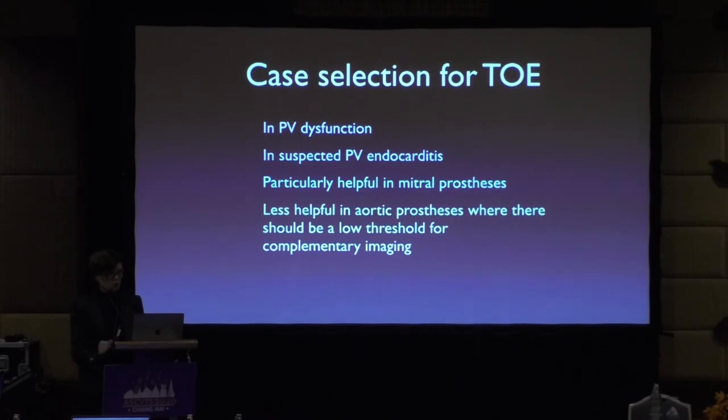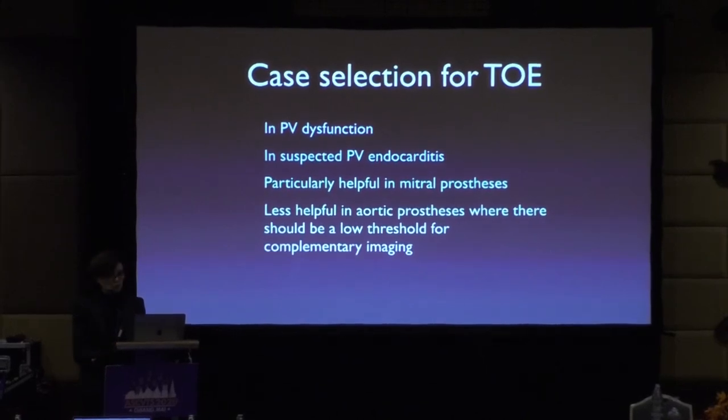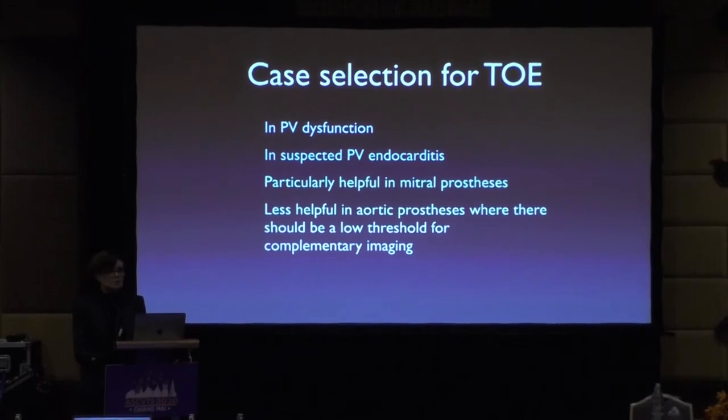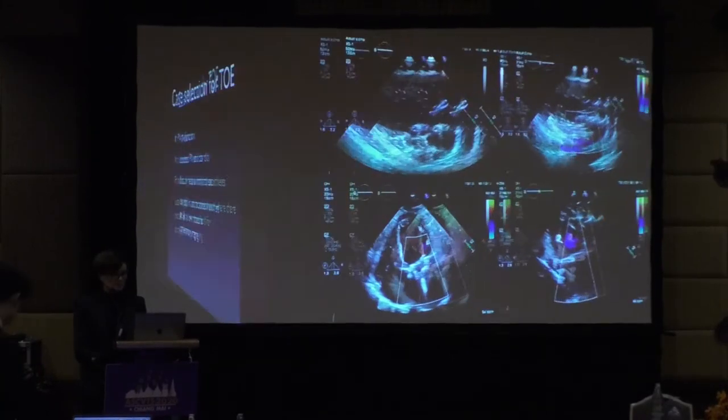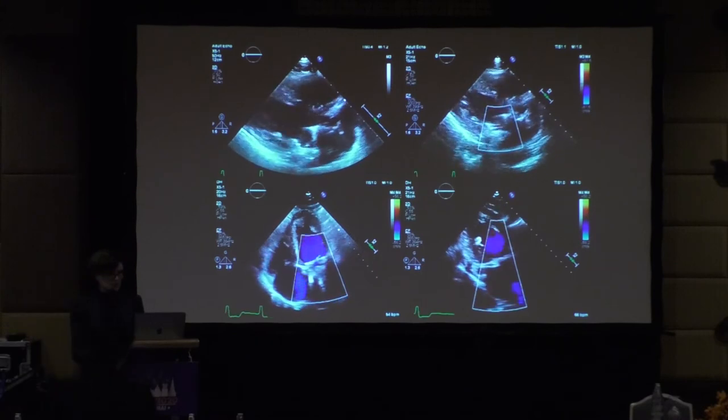And finally, I want to talk briefly about case selection for transesophageal echo. We do it whenever there's prosthetic valve dysfunction. We do it in suspected cases of endocarditis. It's particularly helpful in mitral valve prostheses. It's a little less helpful in aortic prostheses, and there should be a very low threshold for complementary imaging with CT or with fluoroscopy. And I'll just briefly show you this case.